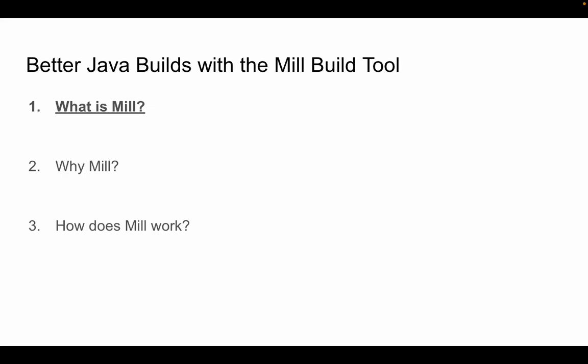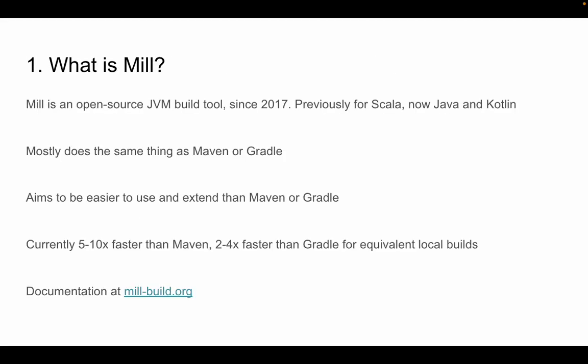So first, what is Mill? Mill's an open source JVM build tool. It's not a new tool, but it previously targeted mostly Scala projects. And more recently, earlier this year, it's been expanding to target adjacent Java and Kotlin projects. If you're not aware, Scala is another JVM language, so the syntax is a bit different. There's no semicolons, but all the assembly, class files, jars, all that's exactly the same.